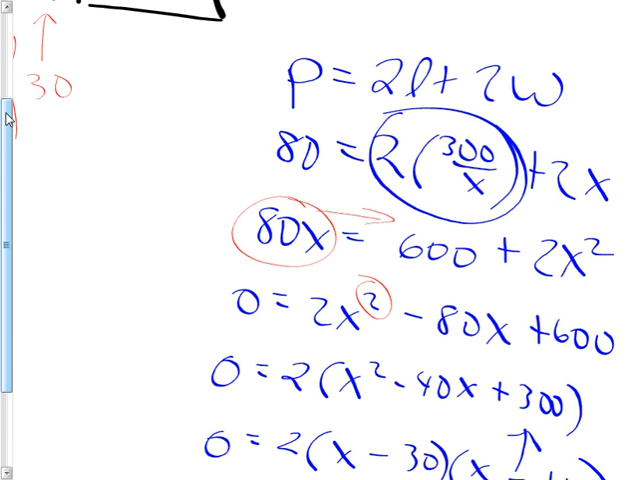When I multiplied everything by x to clear my denominator. Do you get why I multiplied everything by x? Because there's x in the denominator. I multiplied everything by x, and that became 80x. When I multiplied this part by x, the x is canceled, and I had 2 times 300 is 600. And I multiplied that by x, and I got 2x squared. Thank you for asking.